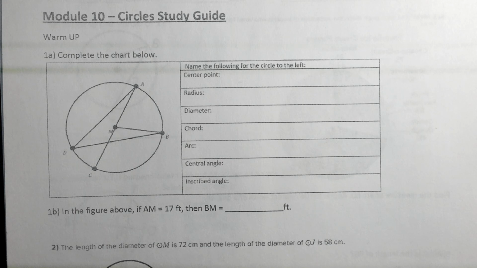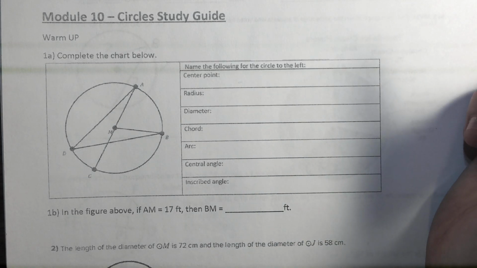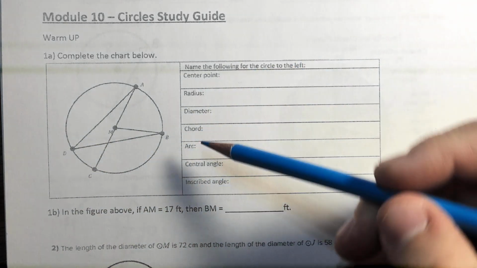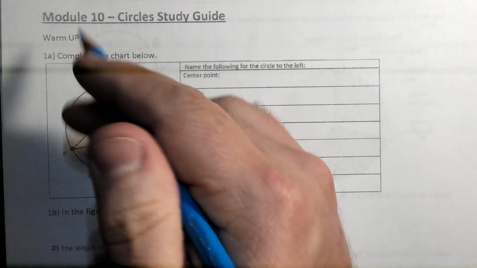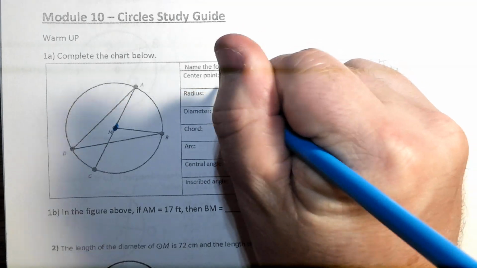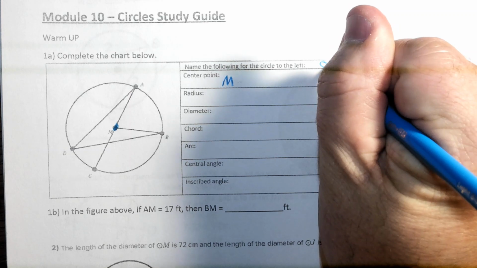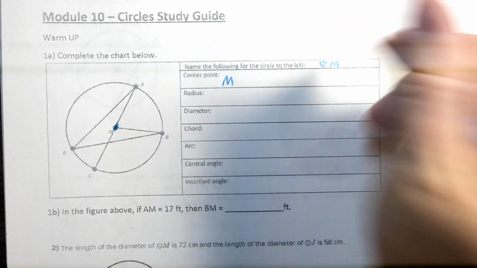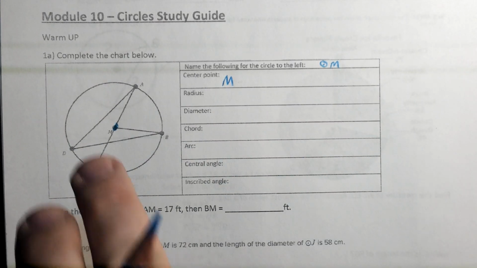So, warm-up. Number one, part A, complete the chart below. Name the following for the circle on the left. We're going to start with center point. Well, center is in the center, duh. This is point M. So the center point is M, and the circle is circle M. It's not part of the question, but I'm just trying to reiterate that's the name of the circle.